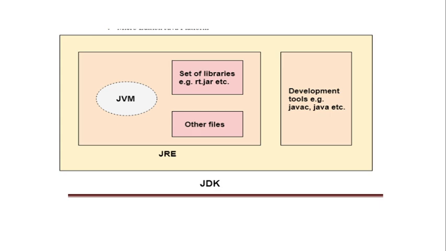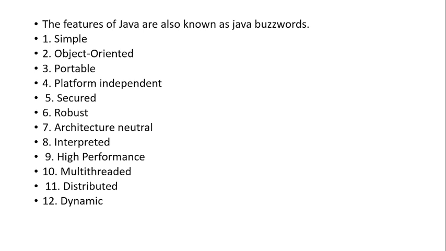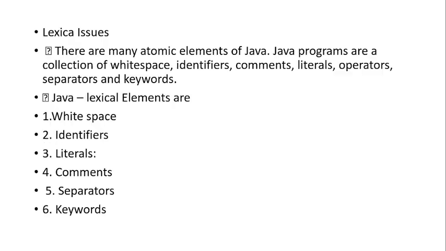Also there is the JDK, called the Java Development Kit. This JDK includes the JRE as well as the JVM, which contains the jar file rt.jar. This is an example of a library file. It also has other files used for development or tools. We are using javac for compiling and java for running the program. The features of Java include simple, object-oriented, portable, platform-independent, secured, robust, architecture neutral, high performance, multi-threading, distributed, as well as dynamic. These are known as the Java buzzwords.